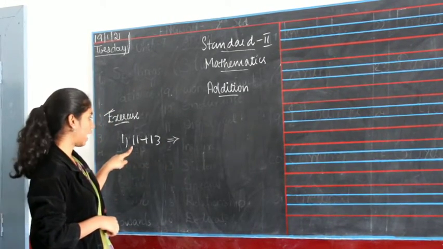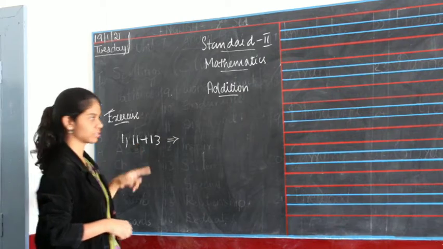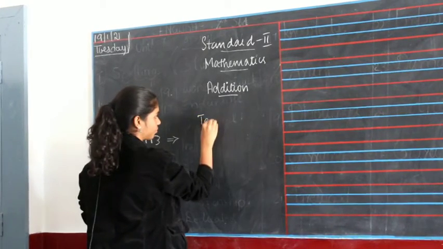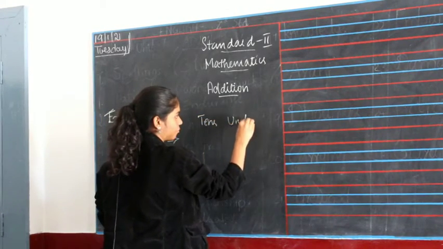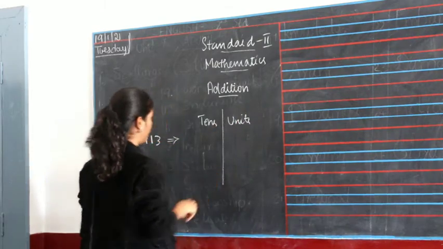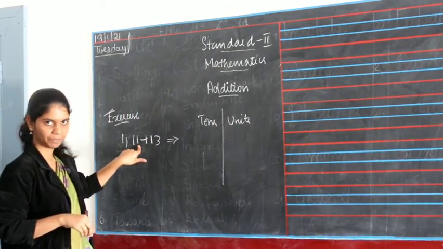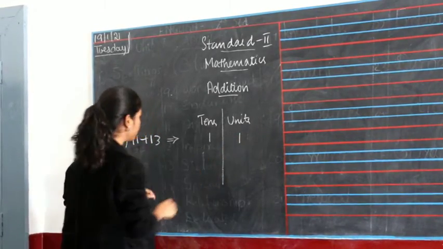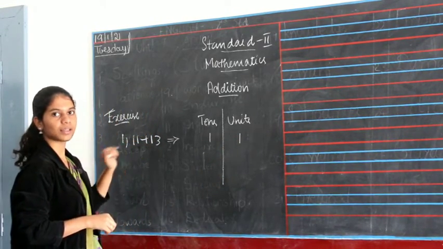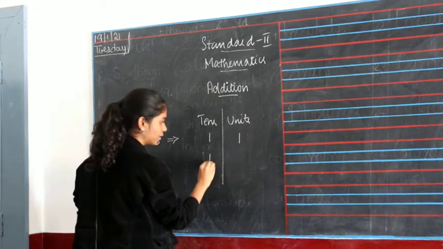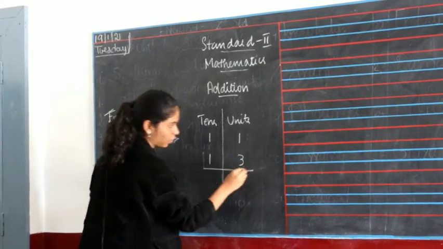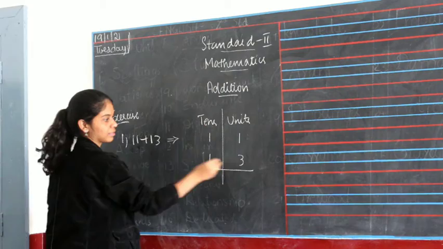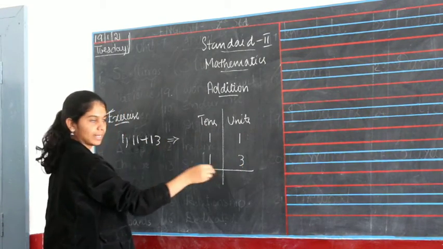See, here you have tens and units. So tens and units you will write first. Now here you have 11. 11 is 1 and 1. Now the second number is 13, so 1 and 3. We are writing according to the place value. 3 is the unit and 1 is the ten.